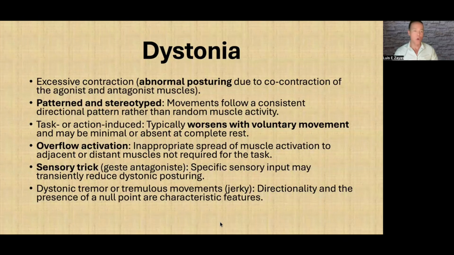Dystonia. Remember, dystonia is excessive contraction, abnormal posturing. Typically the brain sends signals to activate the agonist and inhibit the antagonist. In dystonia, it sends signals activating the agonist, antagonist, and coagonist. So it's just sending signals in the incorrect way, and this is why you have this distortion of the muscles and this abnormal posturing.